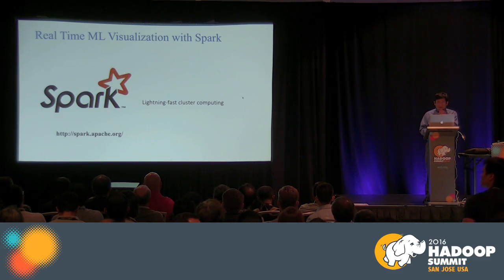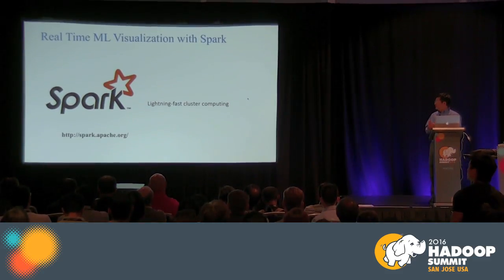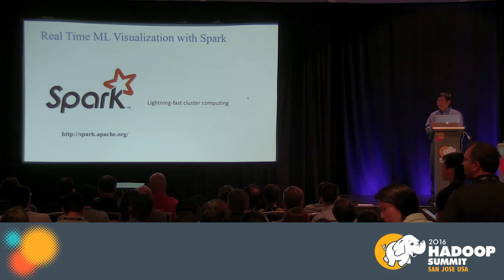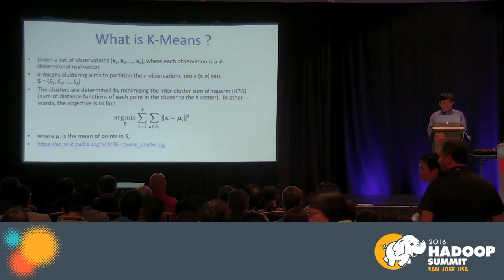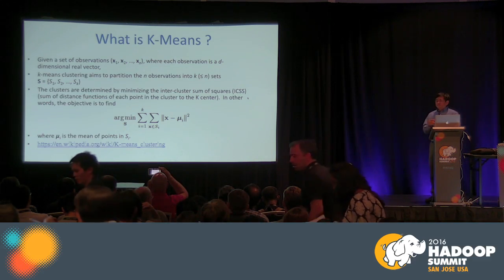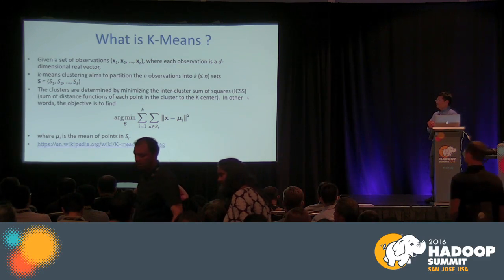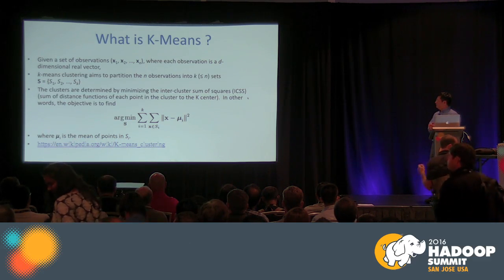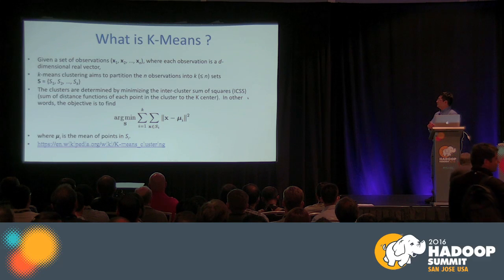But today's talk is about real-time machine learning visualization with Spark, and this work was mostly done before joining GoPro, at Alpine Data Labs. To start with, I want to talk about one particular machine learning algorithm, K-means, because I'm going to use that as a demo and also discuss some of the concepts.